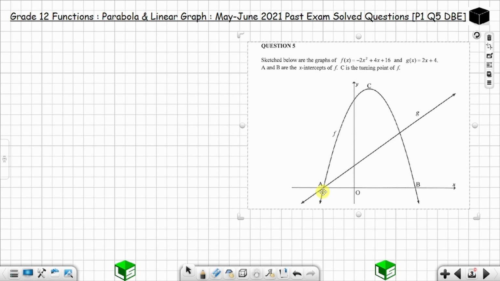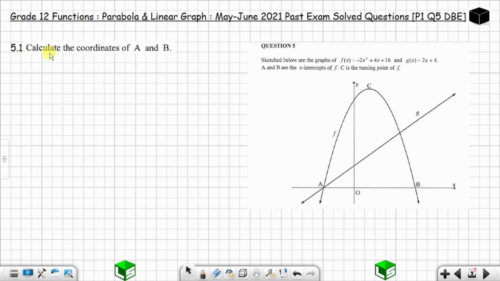Okay, let's start with 5.1. The question says, calculate the coordinates of A and B, and this question is 3 marks. So you need to calculate the coordinates of A and B. You can see A and B are the x-intercepts of f.